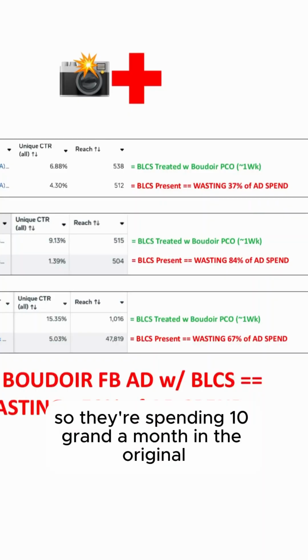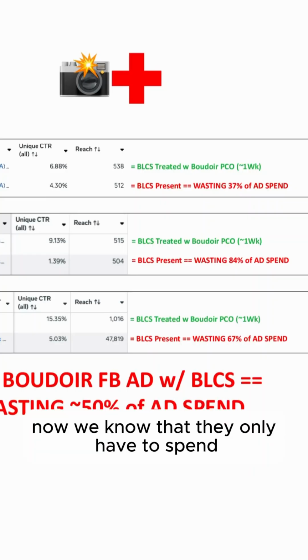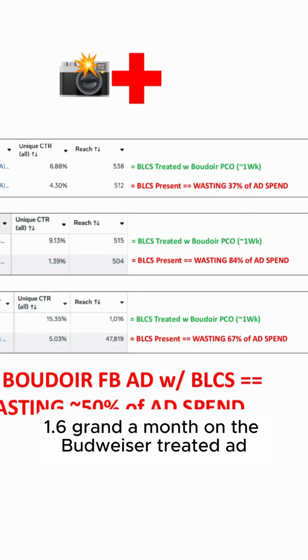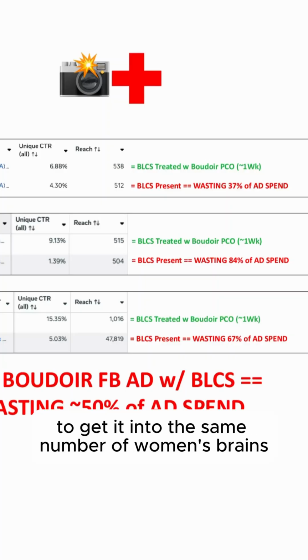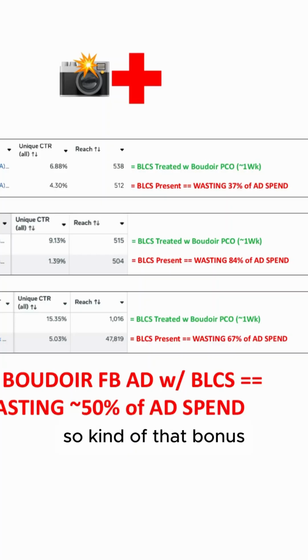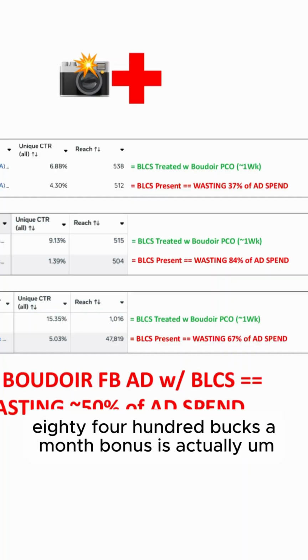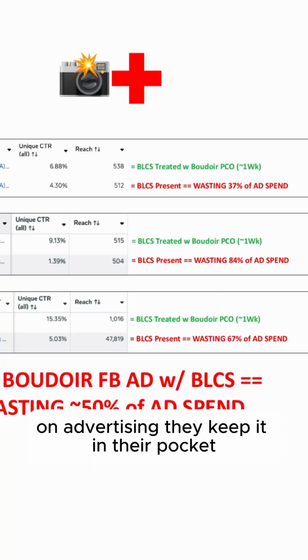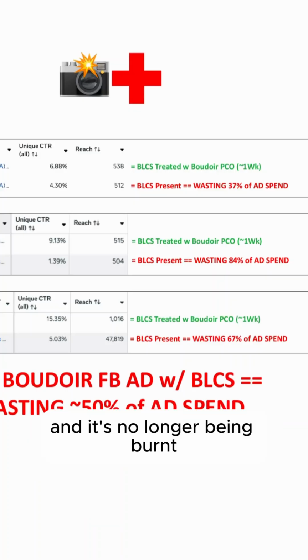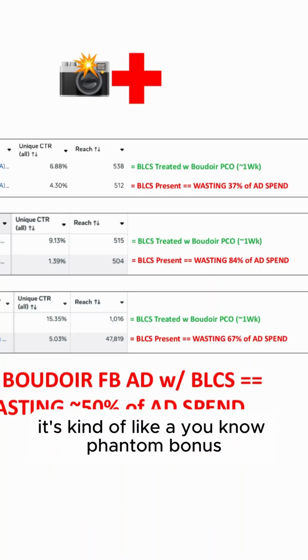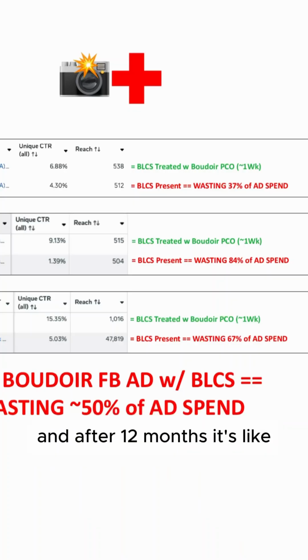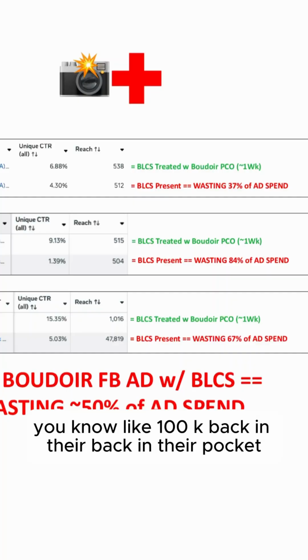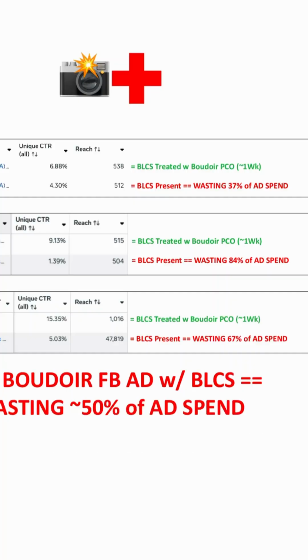So if they're spending 10 grand a month on the original, now we know that they only have to spend 1.6 grand a month on the boudoir Pico treated ad to get into the same number of women's brains. So that $8,400 a month bonus is back in their pocket every single month that they're spending money on advertising. They keep it in their pocket, and it's no longer being burnt. It's kind of like a phantom bonus, like a boudoir Pico bonus. And after 12 months, it's like 100K back in their pocket.